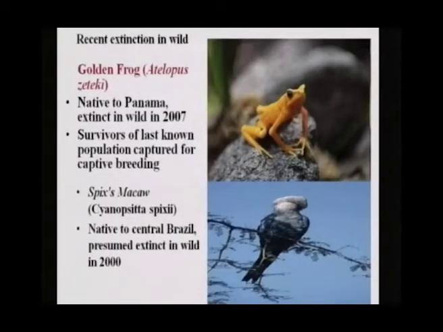And some recent species are extinct in the wild; these two have become extinct completely. That is the golden frog native to Panama, extinct in the wild in 2007. But because of captive breeding, survivors of the last known population were captured for captive breeding, and now they are being raised in zoos. The other one is the Spix macaw. It is native to central Brazil, presumed extinct in the wild in 2000, but it survived through the captive breeding program.